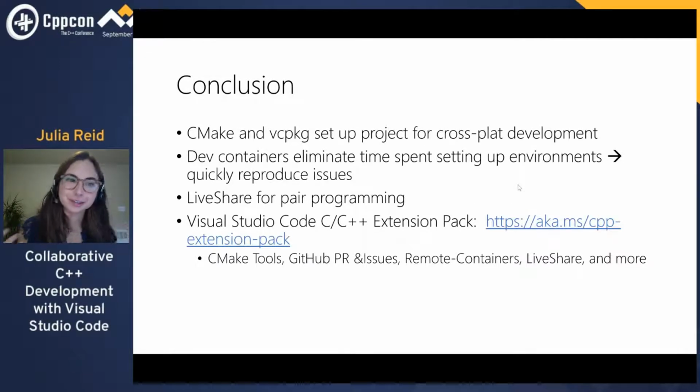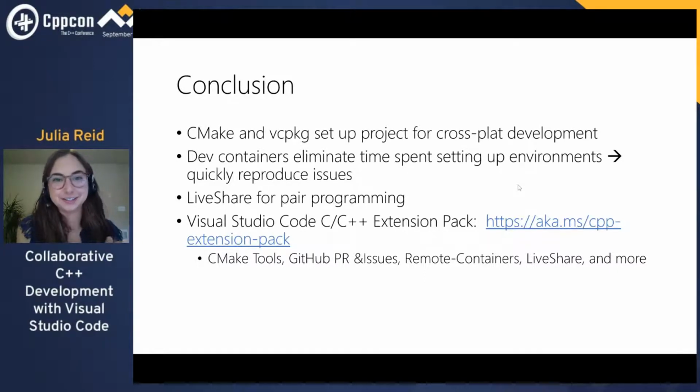So some conclusions from all of these demos are that CMake and vcpkg set your project up for cross-platform development success, and dev containers eliminate the time spent setting up the environment so that people can quickly reproduce issues no matter what machine they're using. Live Share is a great option for pair programming, and all of these extensions that I demoed for you today are included in the new C++ extension pack. So check that out if you want to play around with the extensions that I demoed today.